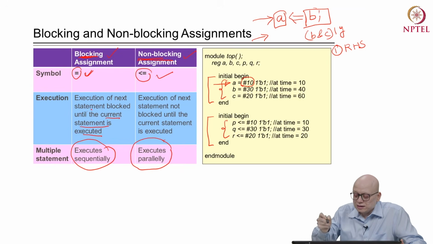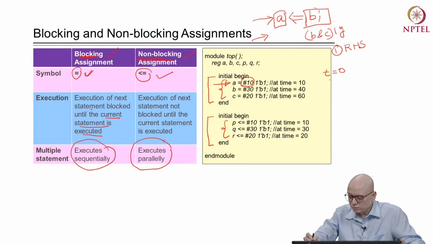Now, when the first initial block is being executed, the simulator will encounter the statement #10 A = 1'b1. The #10 means that there should be a delay of 10 time units. So, it will start executing at time 0, and the statement is saying that after 10 time units A should be assigned a value of 1. So, at t = 10 time units A will be assigned a value of 1. Then it goes to the next statement. The next statement says that after 30 time units assign a value of 1 to B.